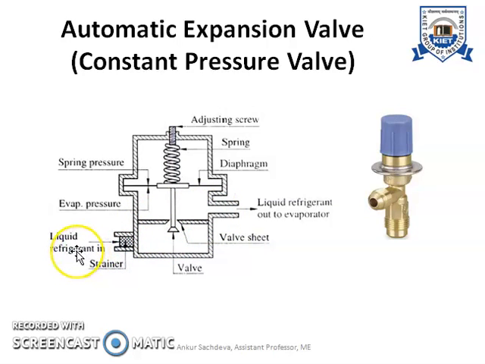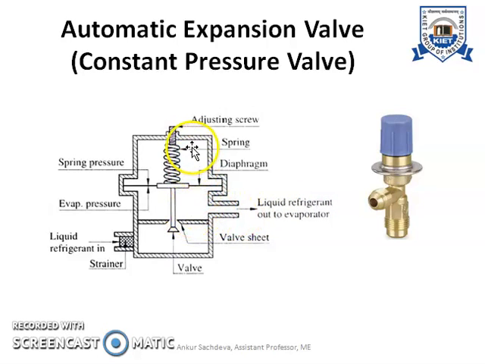Liquid refrigerant usually comes from the left-hand side, from this side as you can see, and here the strainer is provided. As discussed in the previous slide, the function of the strainer is to remove foreign particles or any other dust and dirt in the refrigerant. Then the refrigerant passes through this valve opening, and finally it is discharged to the evaporator.